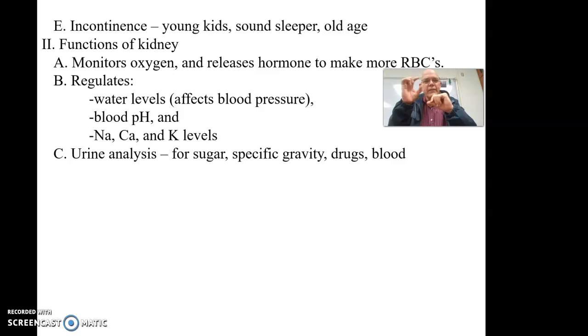They actually have a little float thing that they put in the urine, and if it's dense, it floats higher. If it's not dense, it sinks lower. And based on that, they can tell you how concentrated it is.